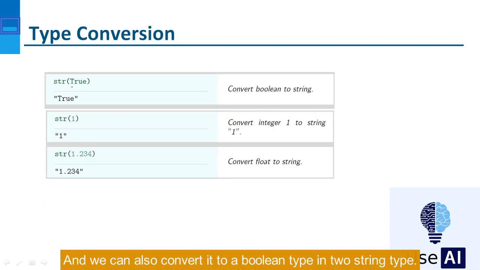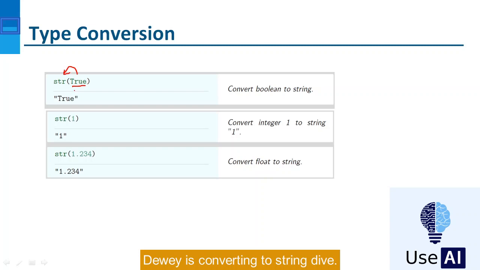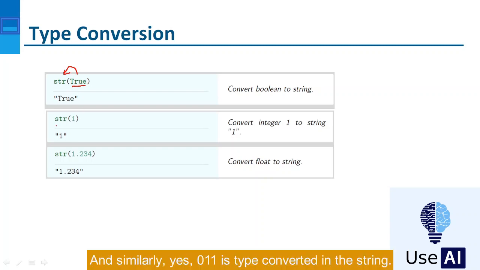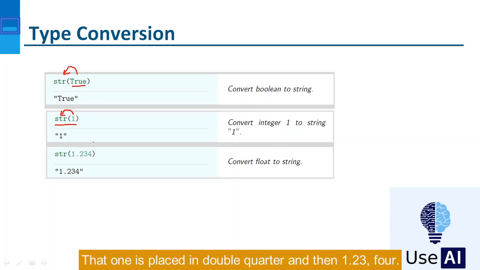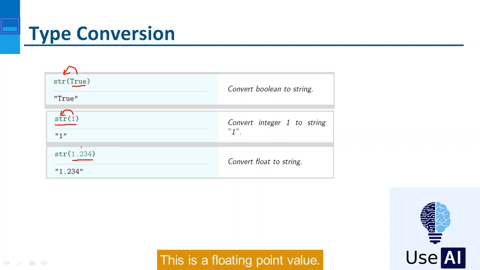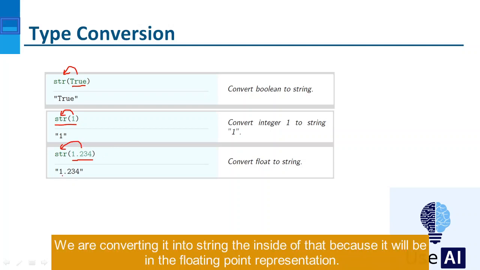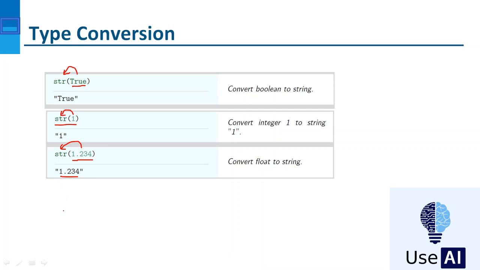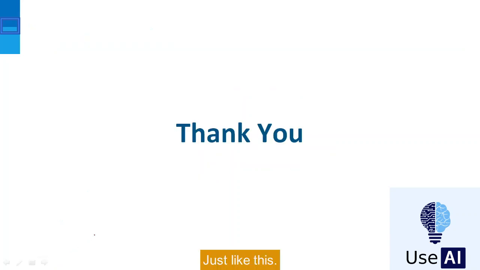And we can also convert a boolean type into string type. Okay, true is converted into string type, then you will get it in double quotes. Similarly, str of 1 is type converted into string, 1 is placed in double quotes, and then 1.234, this is a floating point value, we are converting it into string. Inside the double quotes, it will be in the floating point representation. Okay, just like this. Thank you.